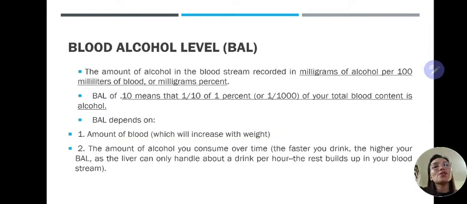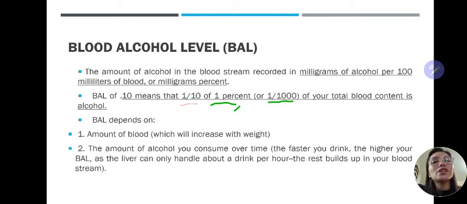So we have the so-called blood alcohol level or BAL. This is the amount of alcohol in the bloodstream. This is recorded in milligrams of alcohol per 100 milliliters of blood, or milligrams percent. So a BAL of 0.10 means that 1/10 of 1%, or 1 over 1,000, of your total blood content is alcohol. So ganyan kataas yung BAL na 0.10.